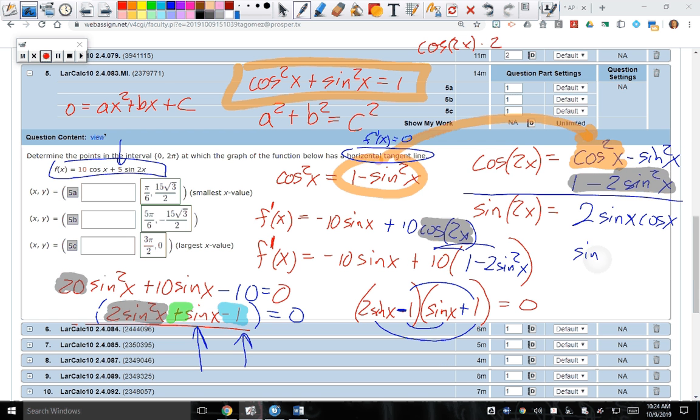So now, set each of these equal to 0. And the first one would be sine of x is equal to a positive 1/2. And the other one is sine of x is equal to a negative 1. When is sine of x, when is the y value, because it's sine, when will it be a negative 1? At what angle? 3 pi over 2. Now, when will the y value be a positive 1/2? There it is. Either first or second quadrant. Pi over 6 and 5 pi over 6.